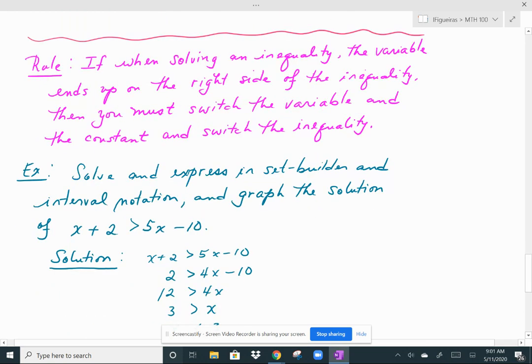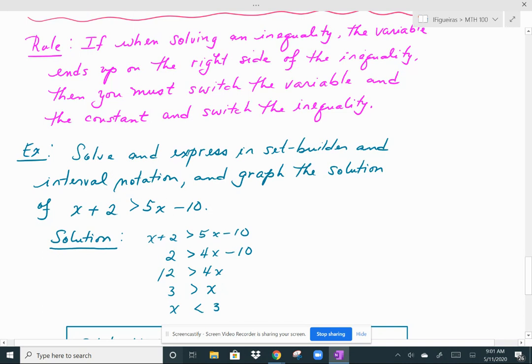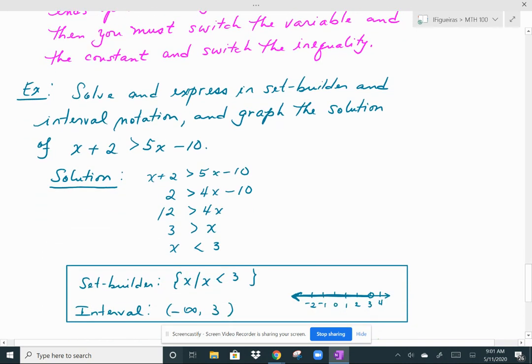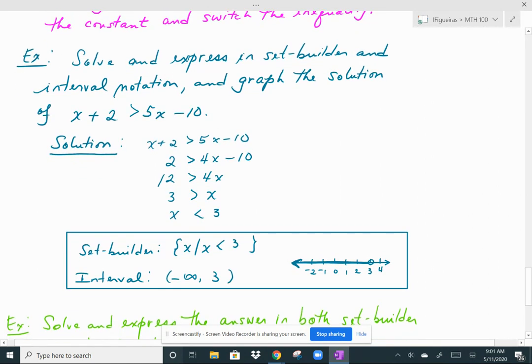So we want to solve and express in set builder and interval notation, and then graph the solution of x plus 2 greater than 5x minus 10. All right, so first thing I did was I subtracted x from both sides so that my x's end up on the right, like you see here. So I have 2 is greater than 4x minus 10. Then I want to move the minus 10 over to the left, so you add 10 and you get 12 is greater than 4x. Then divide both sides by 4 and you get 3 is greater than x.